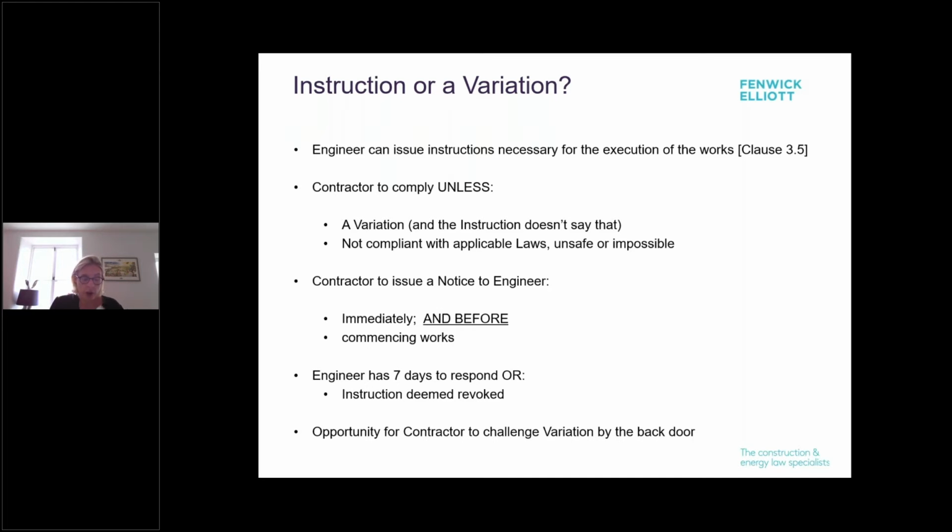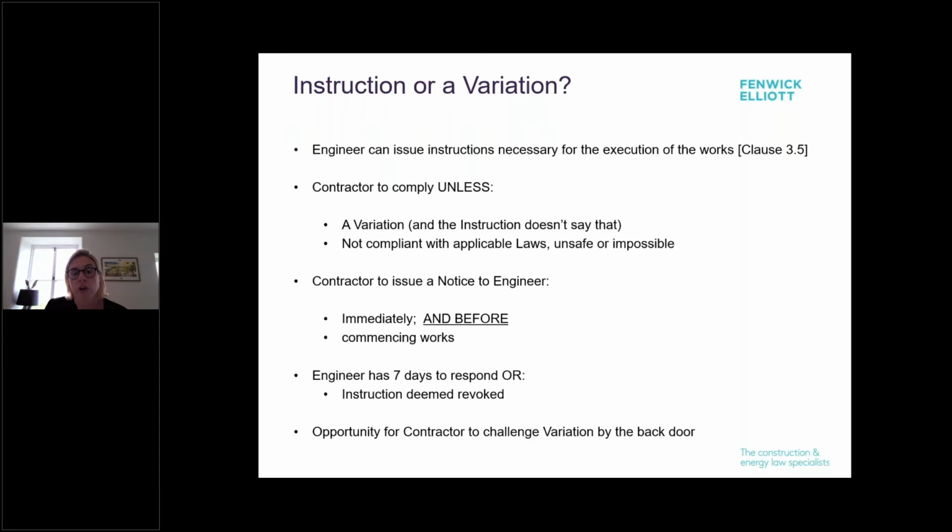So the first one that came in the 2017 is the instruction provisions in clause 3.5. Now, under those, the engineer can issue instructions necessary for the execution of the works, and the contractor has to comply with them. But there's a big unless there, and the unless is a sensible unless, because it should get in there early and prevent sort of variation. Is it or is it not a variation? Does it do what it says on the tin sort of arguments at an early stage?